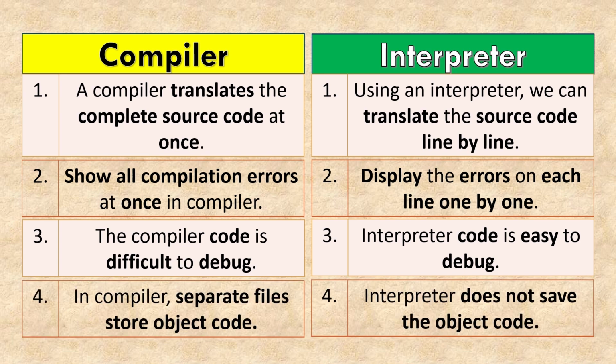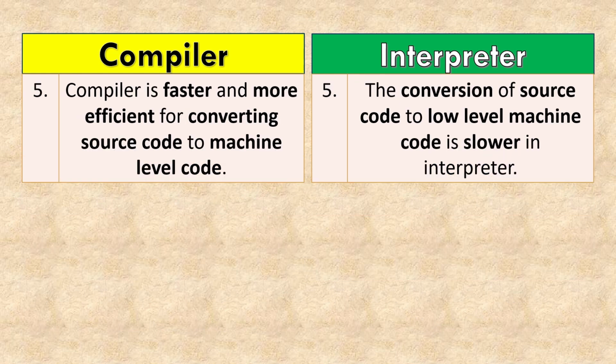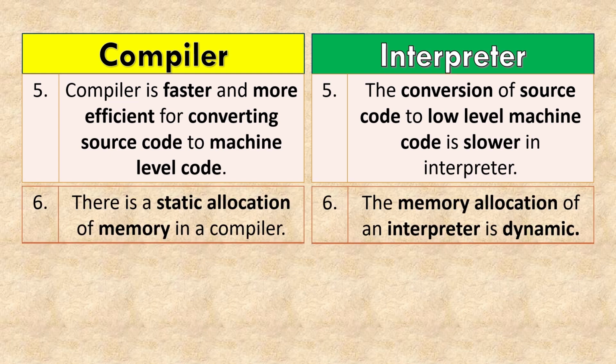In a compiler, separate files store object code. Interpreter does not save the object code. Compiler is faster and more efficient for converting source code to machine-level code. The conversion of source code to low-level machine code is slower in an interpreter. There is a static allocation of memory in a compiler. The memory allocation of an interpreter is dynamic.